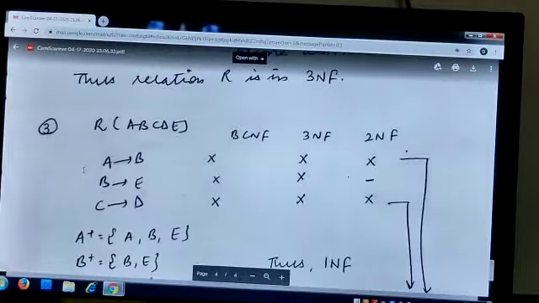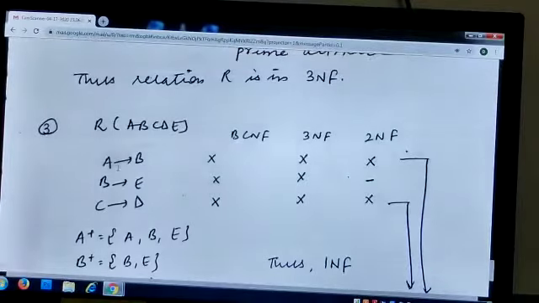So now let's start with the normal forms. BCNF. According to BCNF, the left side should be a candidate key for all the functional dependencies. A is not the candidate key, B is not the candidate key, and C is also not the candidate key. In short, all the three functional dependencies are violating the definition of BCNF.